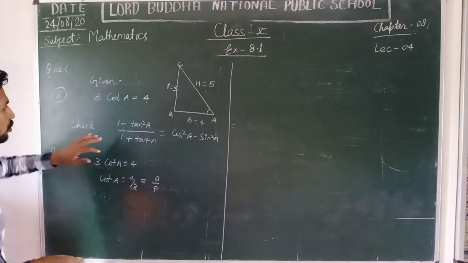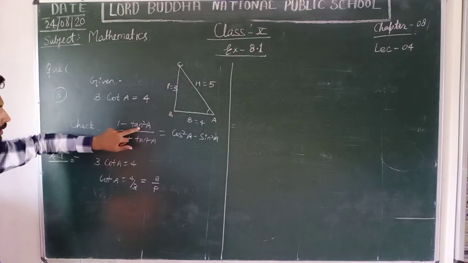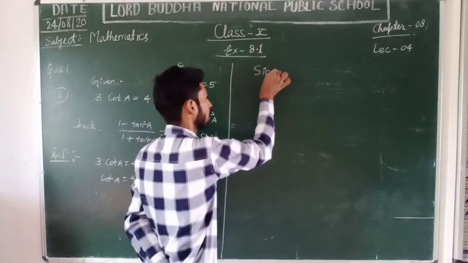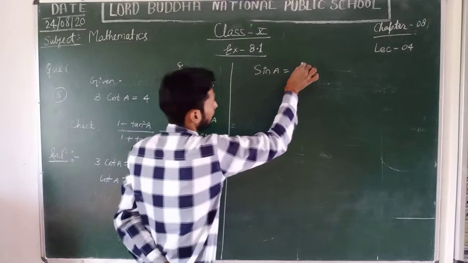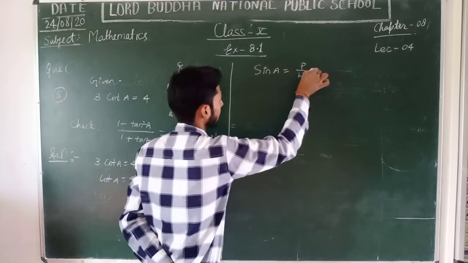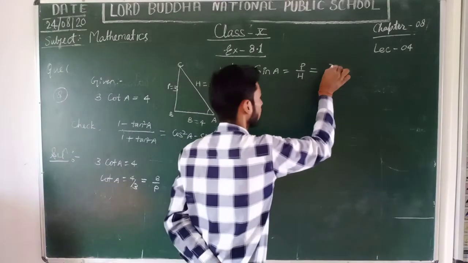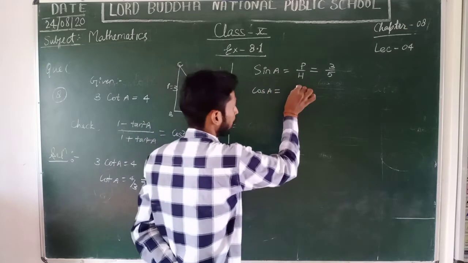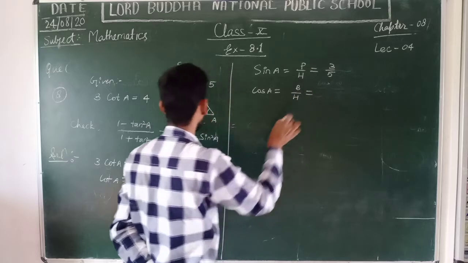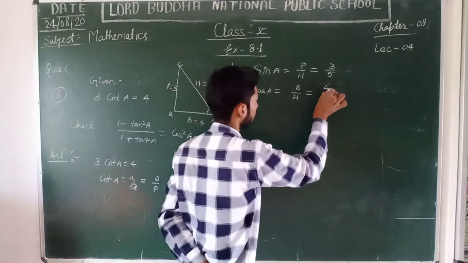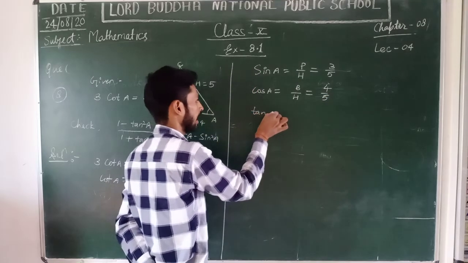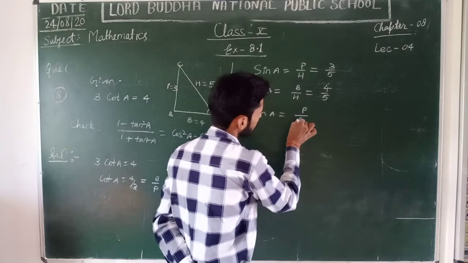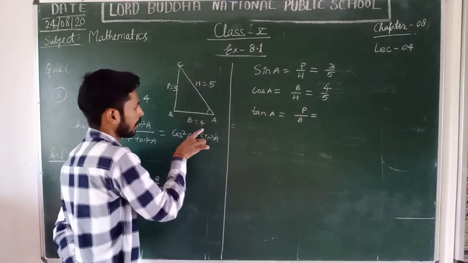Now, to solve this question, we have to calculate the value of tan A and cos A and sin A. So right here, sin A equals perpendicular upon hypotenuse, that is 3 by 5, and cos A equals base upon hypotenuse, that is 4 by 5, and tan A equals perpendicular upon base, that is equal to 3 upon 4.